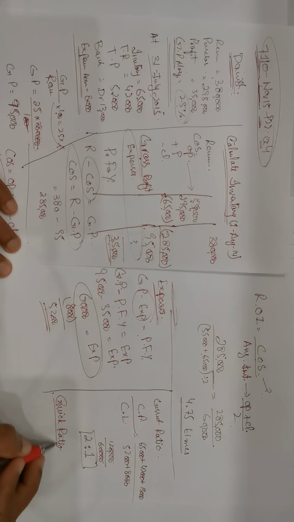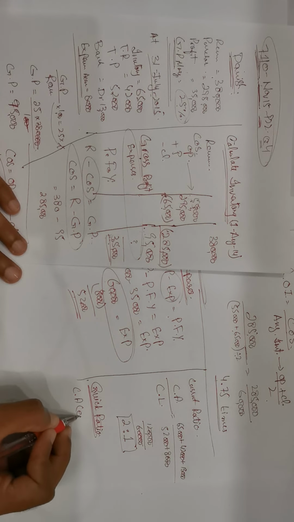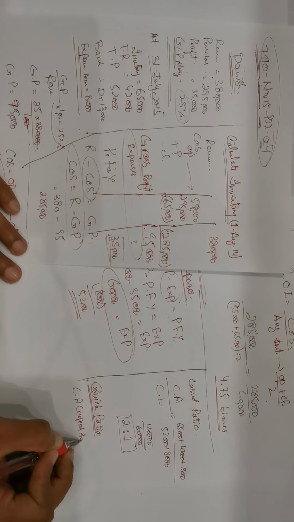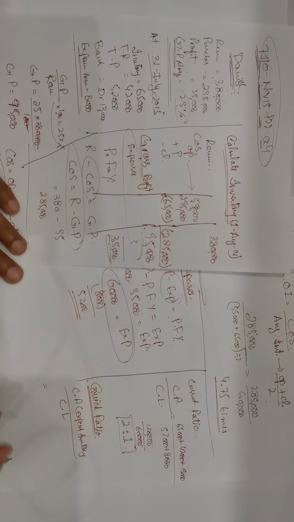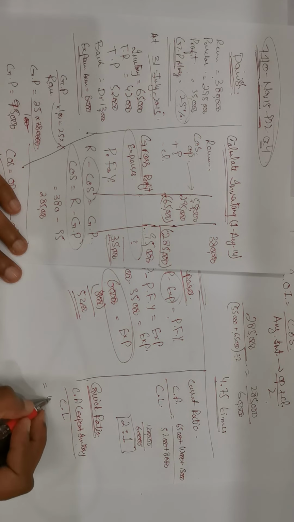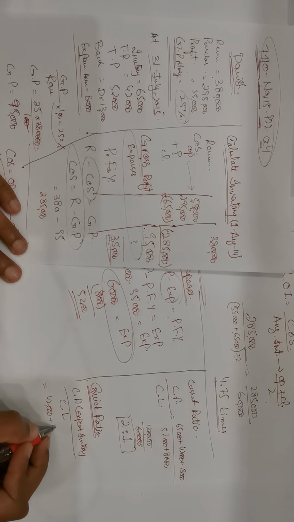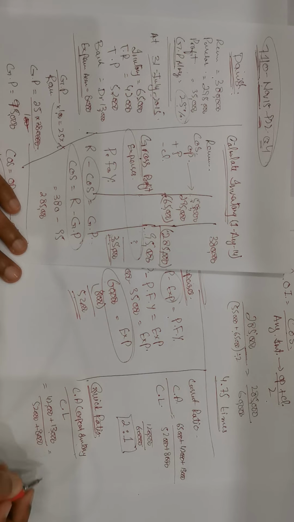Now, how to find the quick ratio? Once again, you need to write current assets, and these current assets should be except inventory, divided by current liabilities. Now, the current assets without inventory: I won't be writing this 65,000, but I'll be writing the rest of these. Those are 42,000 plus 13,000 divided by 52,000 plus 8,000. So that is 55,000 over 60,000.